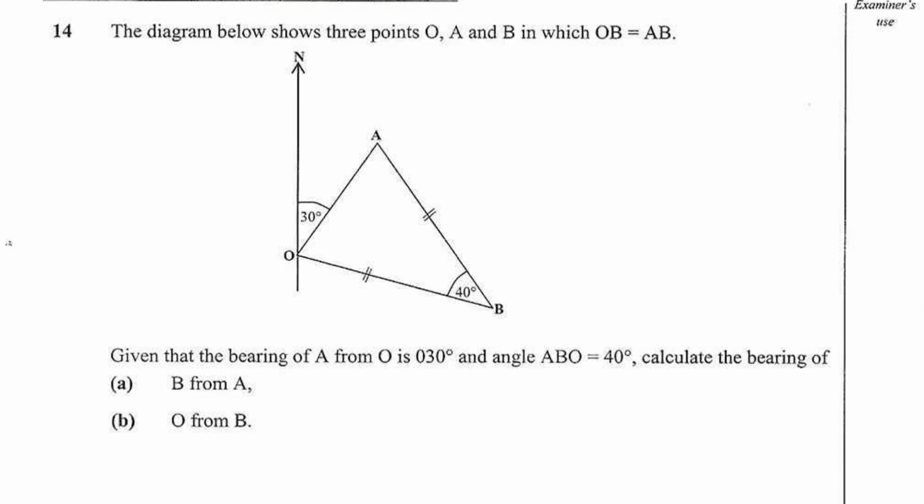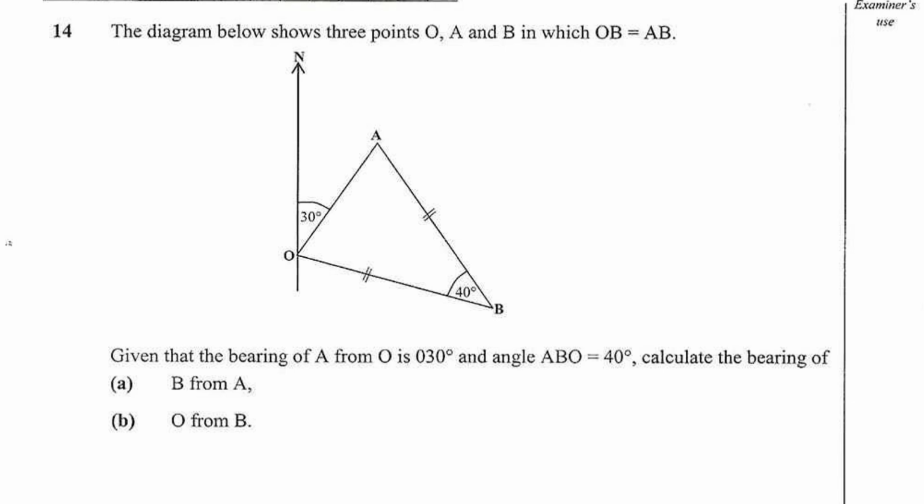This is under bearings. Okay, so they're saying the diagram below shows 3 points O, A and B, in which OB is equal to AB. Given that the bearing of A from O is 30 degrees and the angle ABO is 40 degrees, calculate the bearing of A from B.